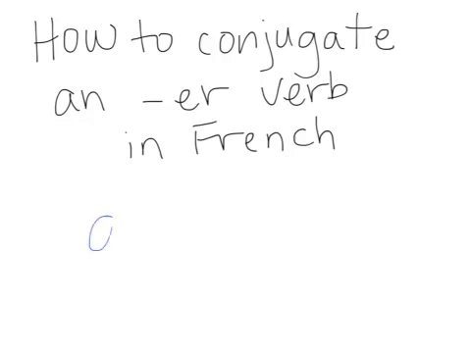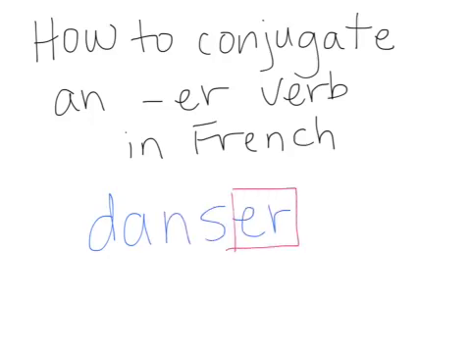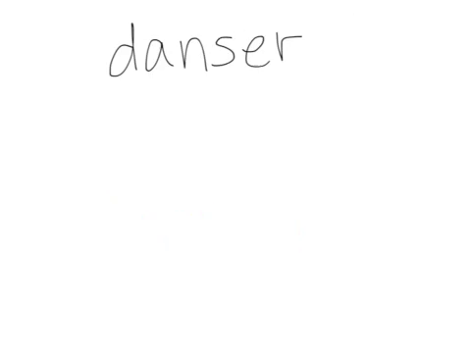Remember, an example of a regular ER verb in French is, guess what? A verb that ends in ER. If we look at this verb, danser, you will notice that this verb ends in ER, but that ER, that A sound, means to. Okay? So danser, written like this, means to dance.